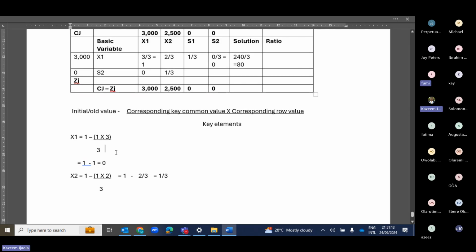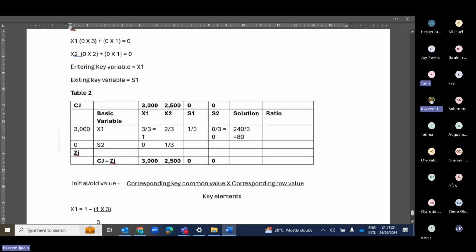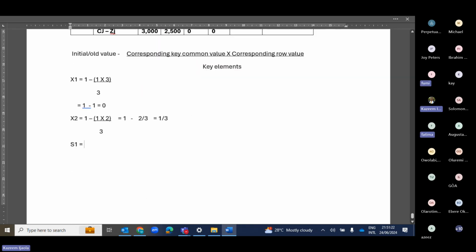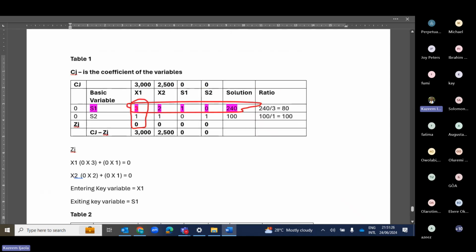So the next one. Let's do it. You guys should call S1 for me. This is the table. Can you call the figure S1 for me? What is the initial value for S1? Can you guys call it for me? 0.